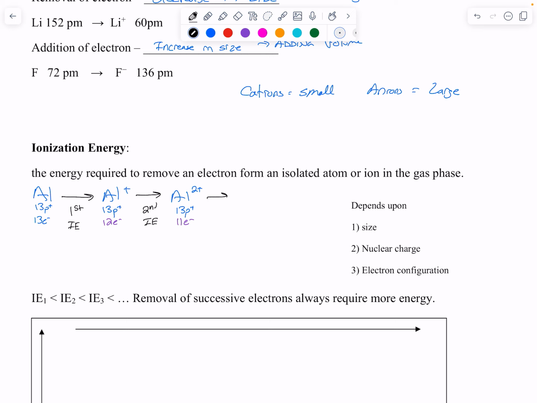And then there is the third: 13 protons and 10 electrons. That's a big one. 10 electrons, that's neon. That's isoelectronic with neon. Aluminum likes to be plus 3 because it's isoelectronic with neon: 1s2, 2s2, 2p6. We're happy, good electron configuration. That's the third.